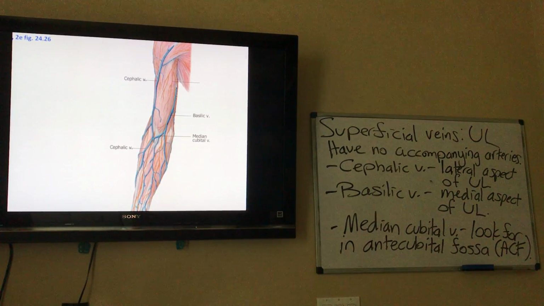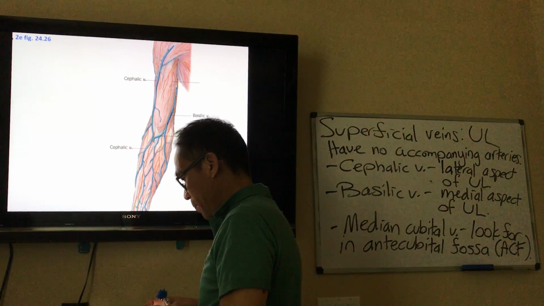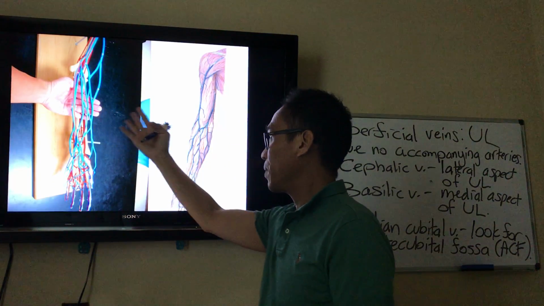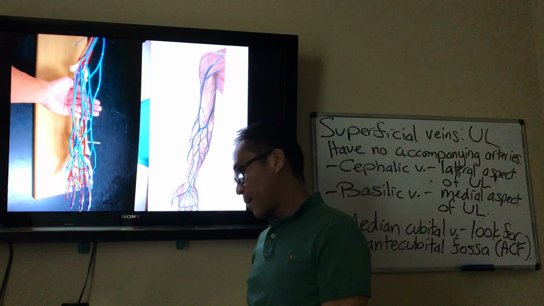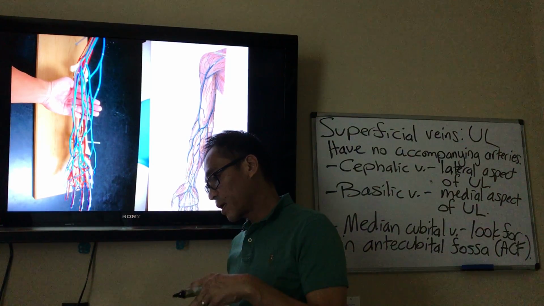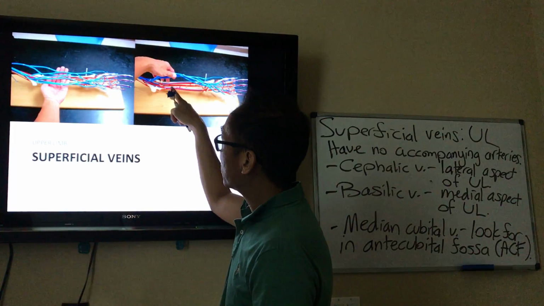Front of the elbow. Typically, the median cubital vein, that's the one used for blood draw by phlebotomists. And here's a picture of that same picture next to this arm. Study the model in the lab. Just look for those three when it comes to superficial veins. Don't forget about the veins down here, though.